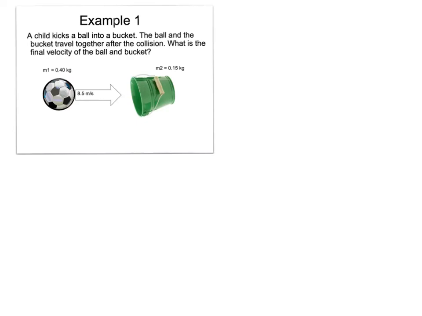A child kicks a ball into a bucket. The ball and the bucket travel together after the collision. What is the final velocity of the ball and the bucket? Okay, there are some clear steps to solving this that, if you follow them each time, just like energy conservation, make it pretty easy. In every situation we're going to have an initial momentum and a final momentum, and they will be the same. Then under each of those, in the initial and final category, each object gets its own momentum.